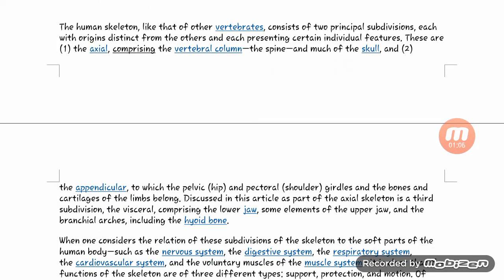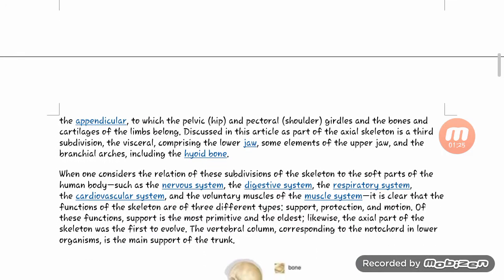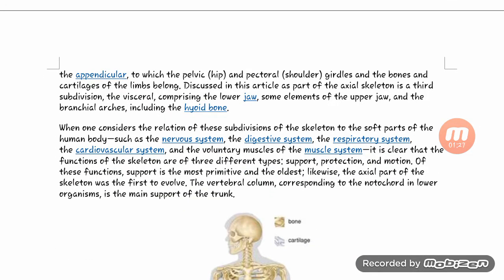The human skeleton, like that of other vertebrates, consists of two principal subdivisions, distinct from each other and each presenting certain individual features. These are the axial, comprising the vertebral column, the spine, and much of the skull, and the appendicular, to which the pelvic or hip and shoulder girdles and the bones and cartilages of the limbs belong.